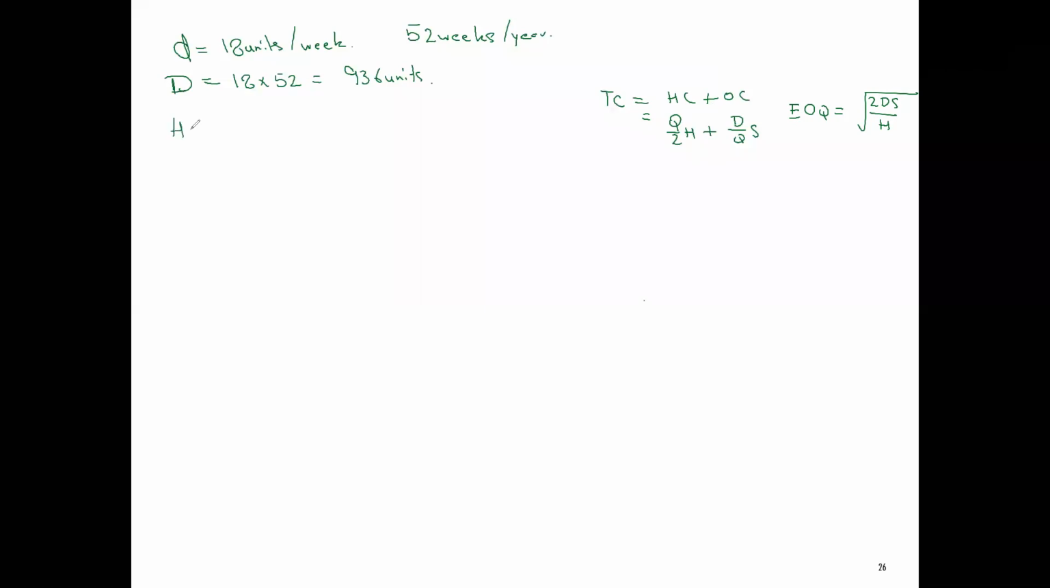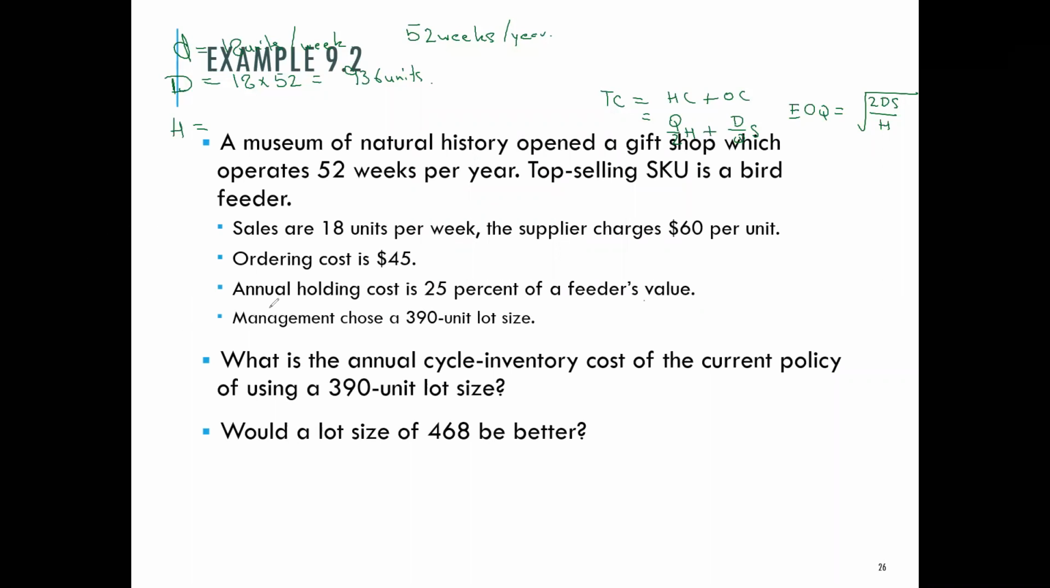Now, let's look at the holding cost for a single unit. So I'm going to go back to the slide. The slide says the holding cost is 25% of a feeder's value. So what is the value of a feeder? The supplier charges us $60 per unit. So basically the price that we are paying for a single unit of that feeder is $60. And our holding cost is 25% of this 60. So my holding cost is 25%, which is 0.25 times 60, which is 1/4 of 60. So that's $15 per unit. And it says annual holding cost per year.